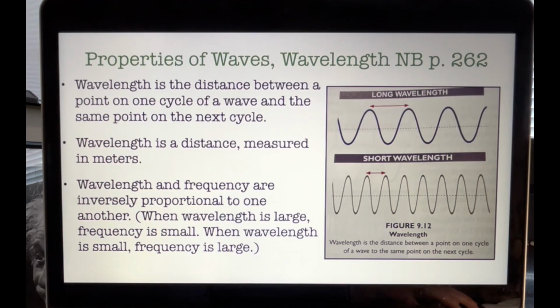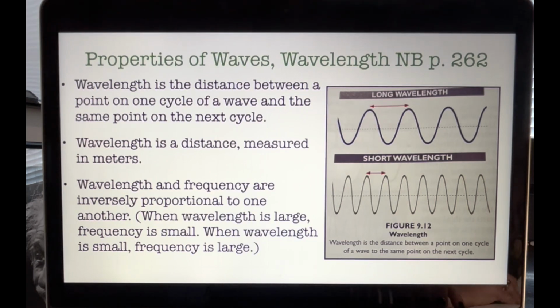Think about standing in the ocean at the beach again. If the wave crests are far apart, not very many of them will hit you in a second. If the wave crests are close together, several of them can hit you each second. So when wavelength is large, frequency is small, and when wavelength is small, frequency is large. In other words, wavelength and frequency are inversely proportional to one another. When one gets large, the other gets small. It so happens that frequency and wavelength are related to one another through the speed of the wave.